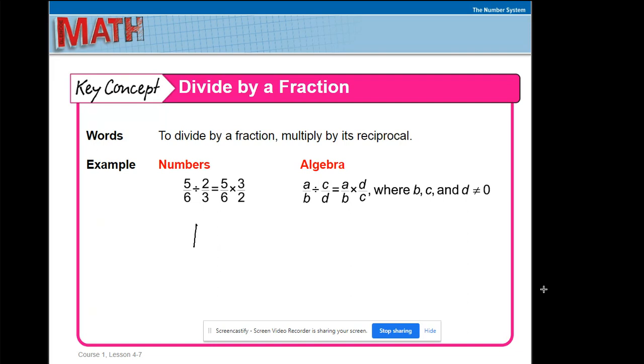So that's the whole keep, switch, and then flip, okay? And it shows it right here. We're going to keep that one, flip that to multiplication, and switch or flip it around. So let's go on to our examples.